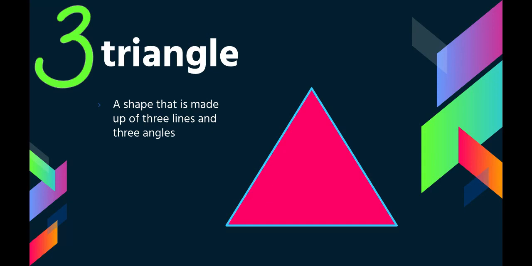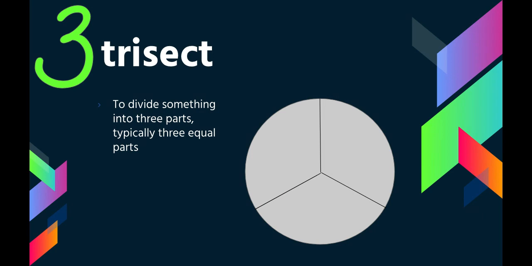Triangle, this one's pretty easy. It's a shape that is made up of 3 lines and 3 angles. You should be pretty familiar with that. Trisect, this is to divide something into 3 parts, typically 3 equal parts. So you can see that circle. I made my best attempt to trisect it, to divide it into 3 equal parts.